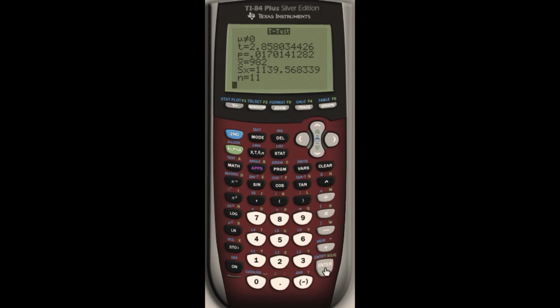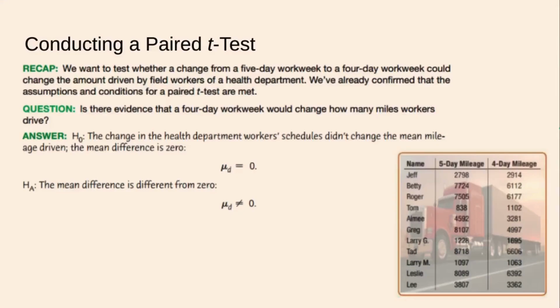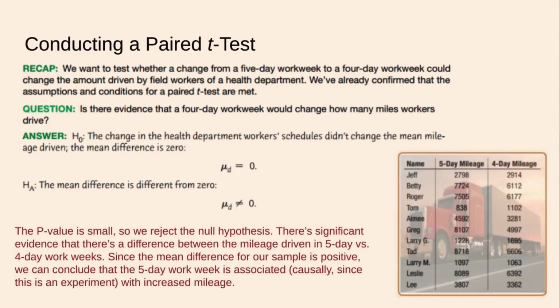It's very important that you change that list to list 3 because that's your list of differences. And here is your p-value, 0.017. And we're going to note the mean difference here. The mean difference is a positive number. So what's our conclusion? The p-value is small, so we reject the null hypothesis. There is significant evidence that there's a difference between the mileage driven in 5-day versus 4-day work weeks.